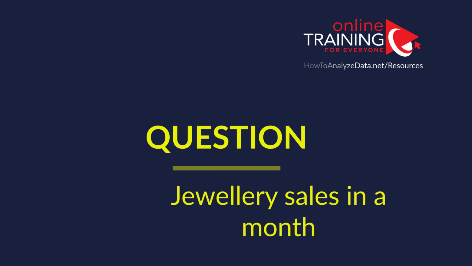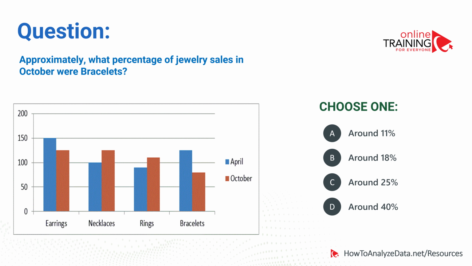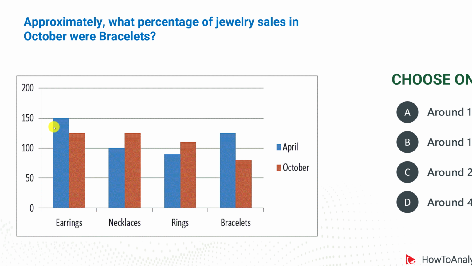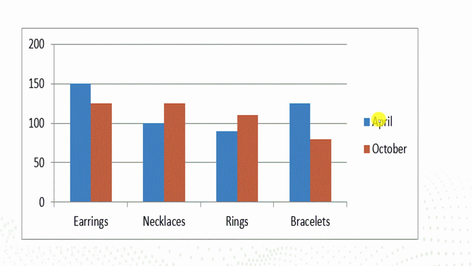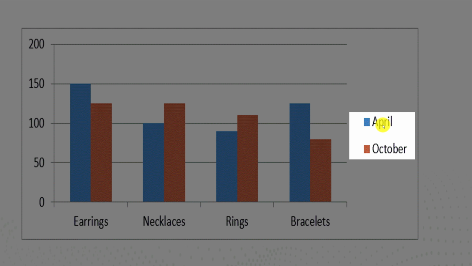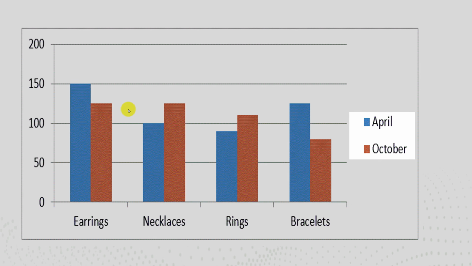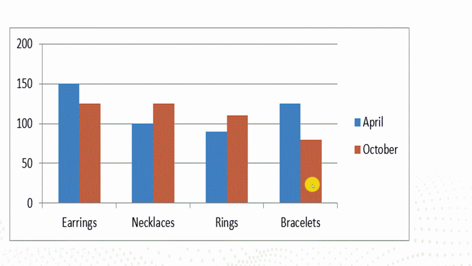Now let's look at a question which tests your knowledge of charts and graphs, math reasoning, and logical reasoning. Approximately, what percentage of jewelry sales in October were bracelets? You're presented with a graph which has 4 sections. Each section has 2 bars. Each bar represents monthly sales. The blue bar represents April sales for different types of jewelry, and the orange bar represents October sales for the same jewelry. For example, for bracelets, April sales are approximately 125 items, versus October sales of approximately 80 items.